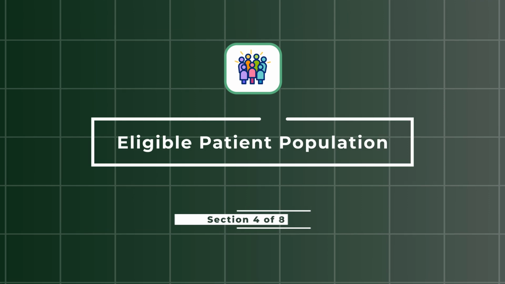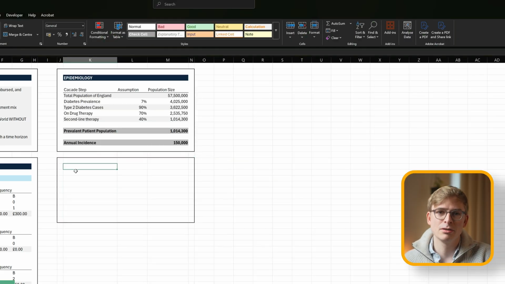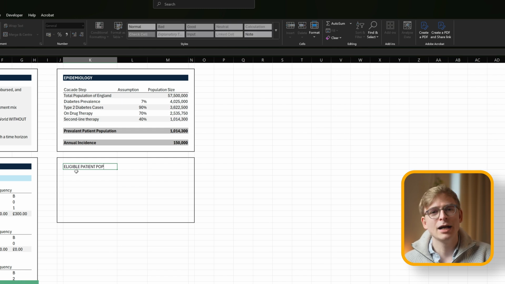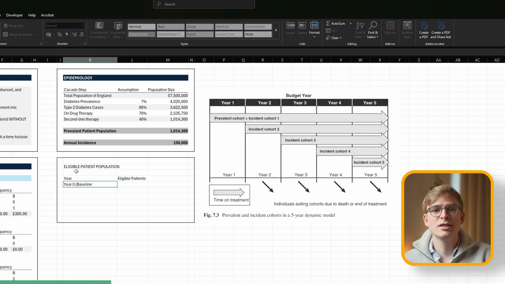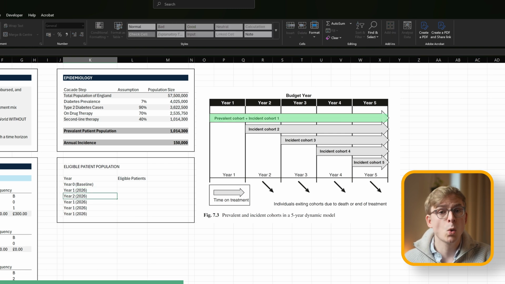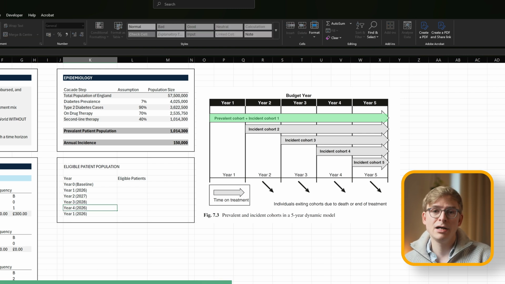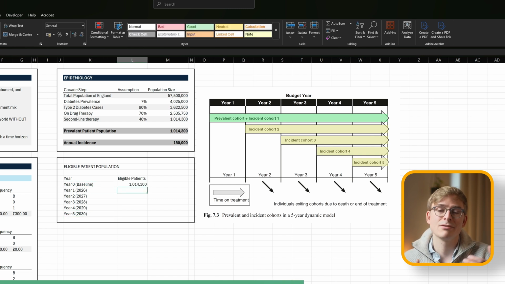Using the assumptions we've made for incidence and prevalence, we can then calculate our eligible patient population over a 5-year time horizon. I like to start with a baseline year zero, which I'm going to populate with the prevalence estimate we've calculated before. As you can see from this figure, the eligible patient population in our year one consists of our prevalent population cohort plus our incidence cohort. Then in year 2, 3, 4, and 5, new incident cohorts enter the model each year, so in our case, 150,000 patients annually.